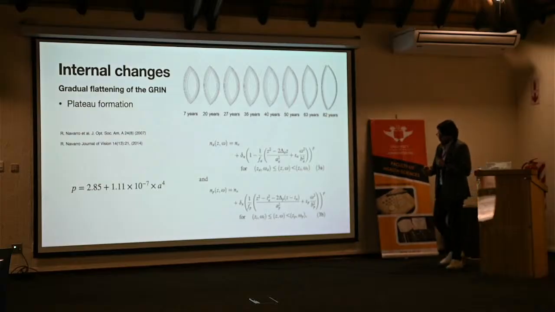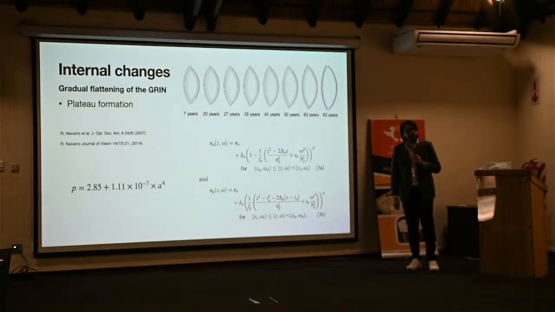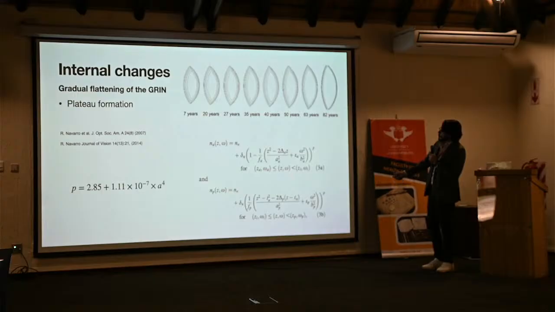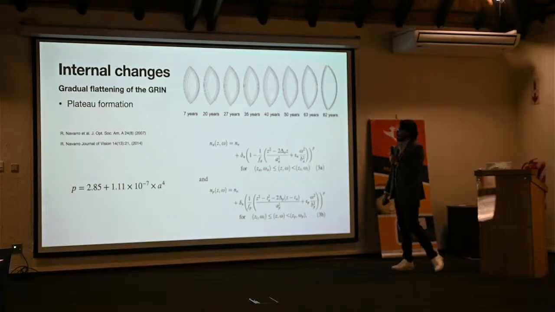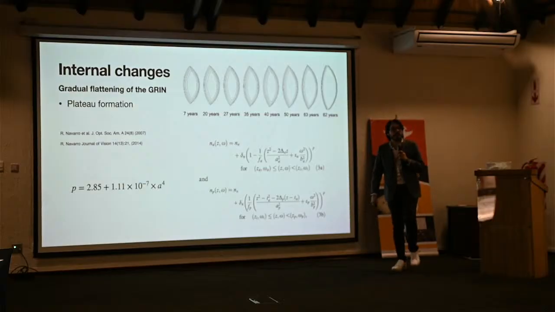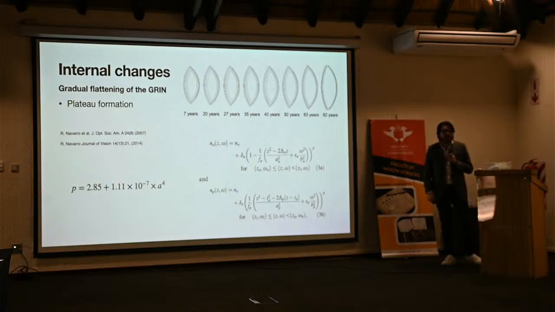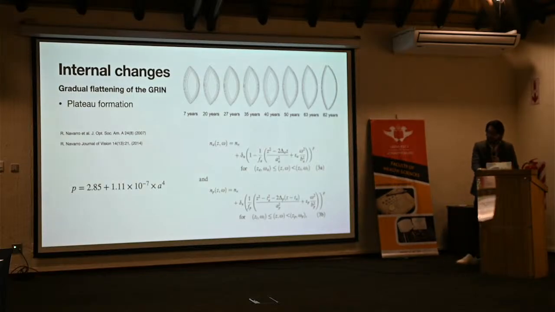There have been a lot of models that address the aging process. For instance, the works of Navarro, which use a modified form of the original model of Smith et al. They use a particular parametrization of the exponent P in terms of A, being age. So as the crystalline lens ages, it becomes flatter. But this is not the only approach that has been used to describe aging.